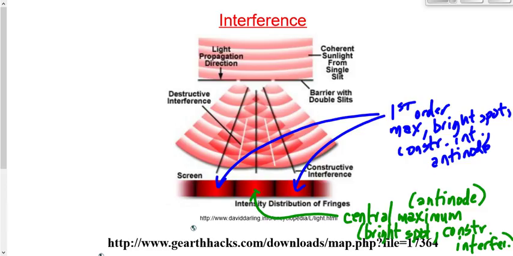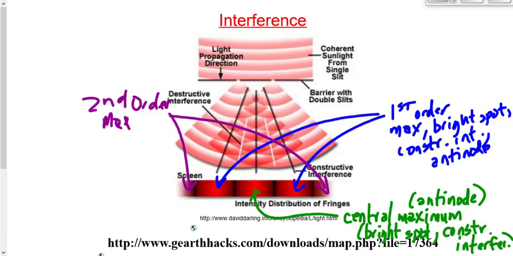These ones right here, we would call the second order maxima, right? Second order maximum, second order bright spot, second order antinode, second order area of constructive interference.